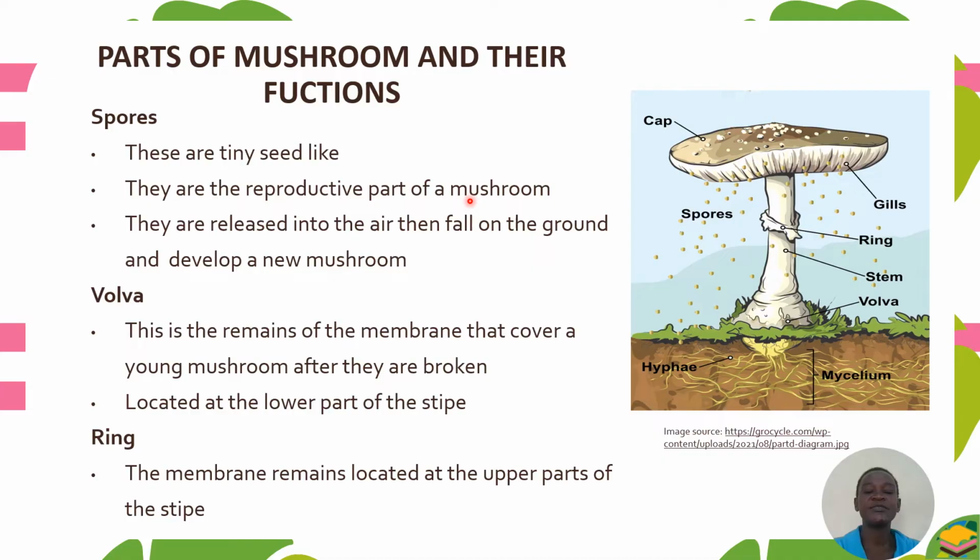Remember, we are saying that these spores are in the life cycle of the mushroom. Once the spores have been produced, those spores will turn into hypha. And once two hypha combine, they will form mycelium. So it all starts from the spores. They are the reproductive part of a mushroom, and they are released into the air, then fall on the ground and develop a new mushroom.